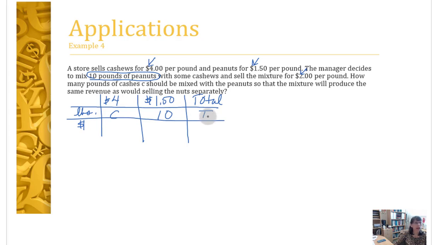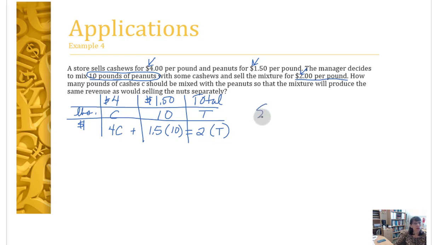Now I can take into account the dollar values. Cashews sell for $4. So 4 multiplied by the number of pounds of cashews will be added to 1.5 multiplied by 10 pounds of peanuts, and that will be equal to our total value. Now it says that we're trying to sell at $2 per pound. So $2 multiplied by the total number of pounds. Since we don't know the total number of pounds, I have to keep my variable T to represent total pounds.